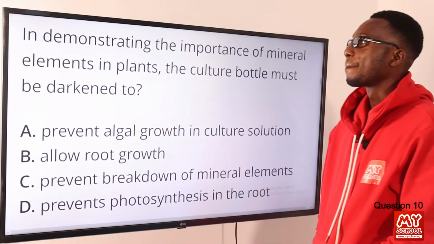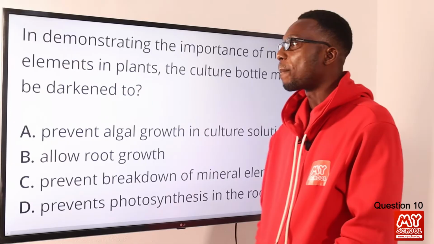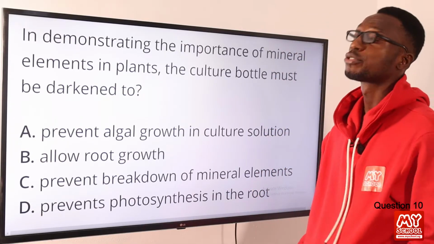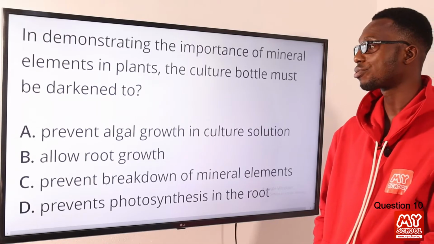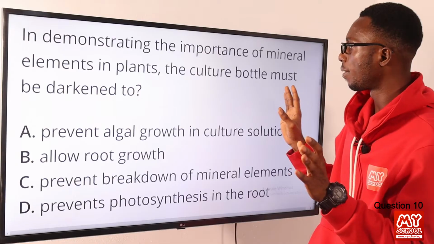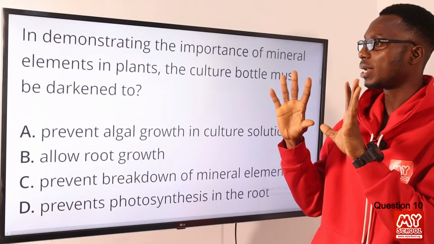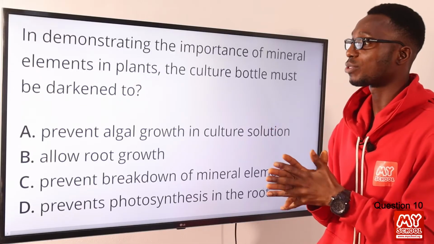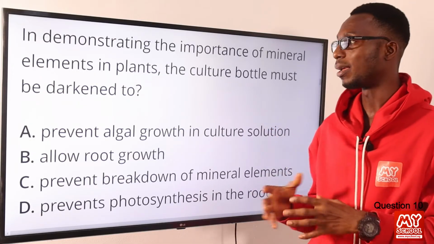Question 10. In demonstrating the importance of mineral elements in plants, the culture bottle or the culture vessel must be darkened to do what? You can work on the culture bottle by painting it black, or using a black paper to cover it. This actually prevents the growth of algae.